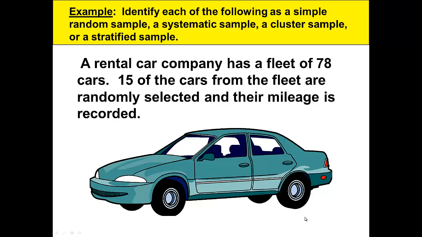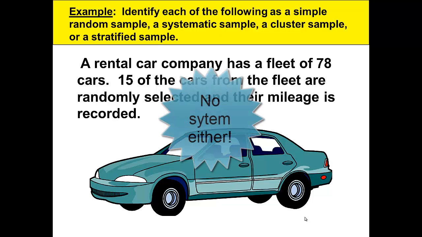Let's read this example. Again, identify the following as a simple random sample, a systematic sample, a cluster sample, or a stratified sample. A rental car company has a fleet of 78 cars. 15 of the cars from the fleet are randomly selected and their mileage is recorded. There are no groups involved, so this would be a simple random sample.